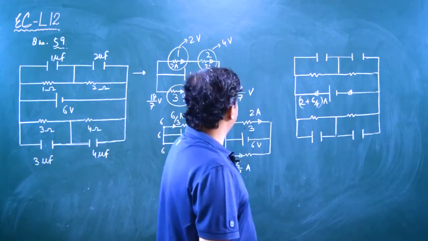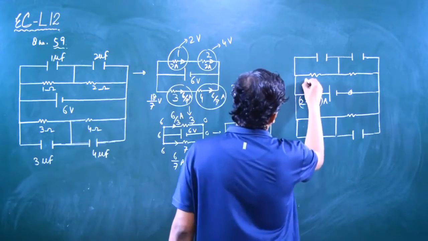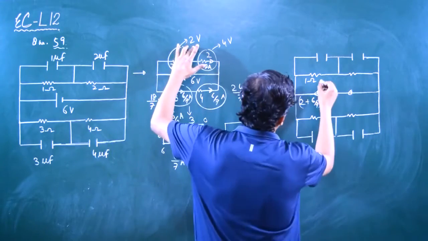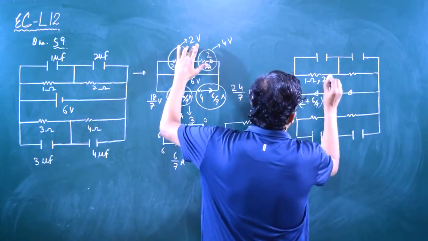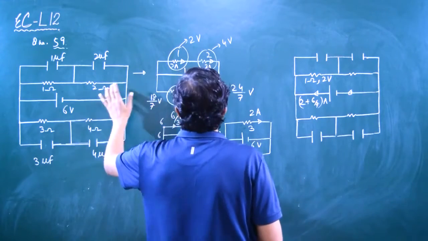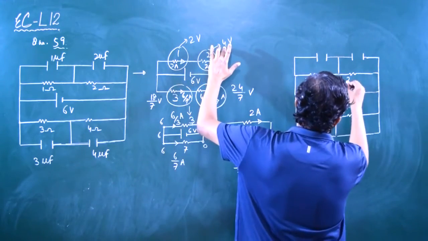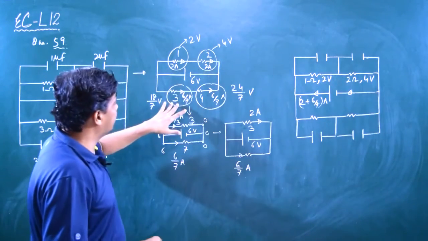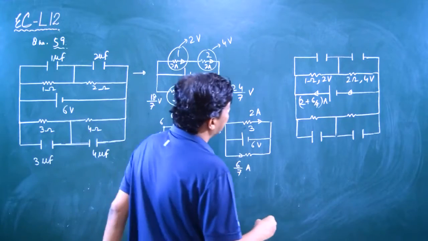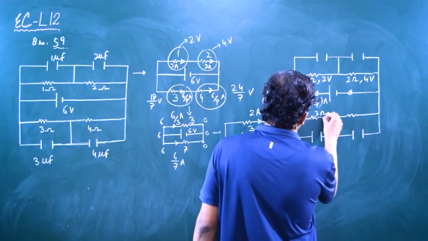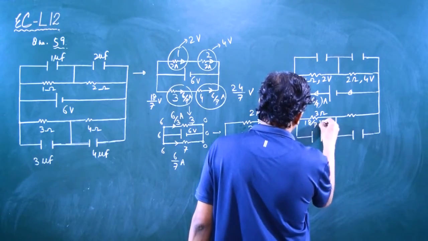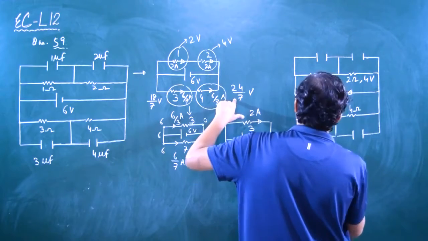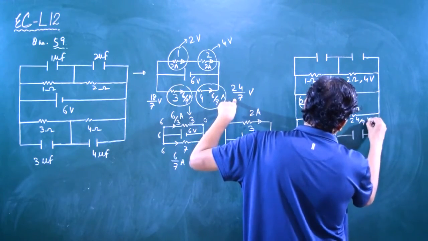Now what we have calculated, across the 1 ohm resistance we have potential drop what? 2 volt. So here potential drop is 2 volt. Okay, now across the 2 ohm resistance we have potential drop what? It is 4 volt. Now come to the lower arm. Across the 3 ohm resistance we have potential drop 18/7 volt, and across the 4 ohm resistance potential we have calculated 24/7 volt.